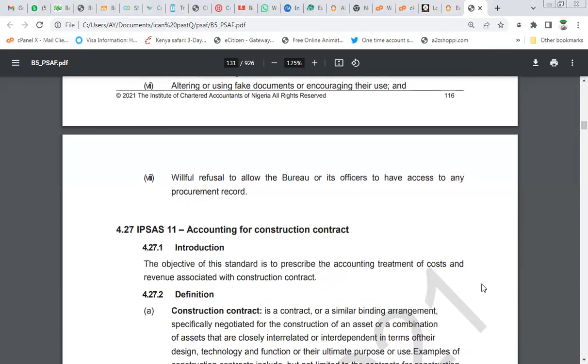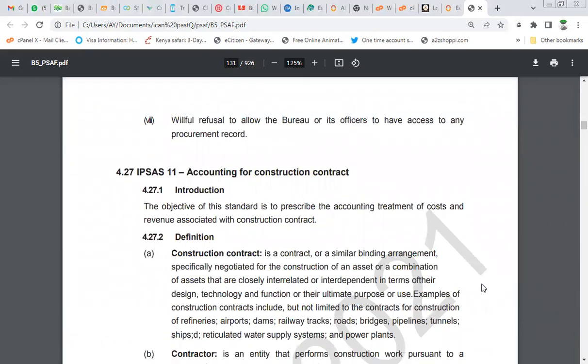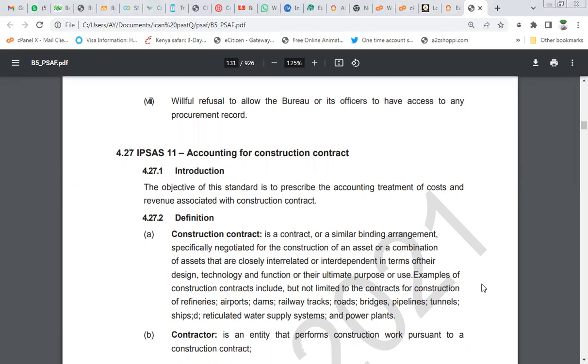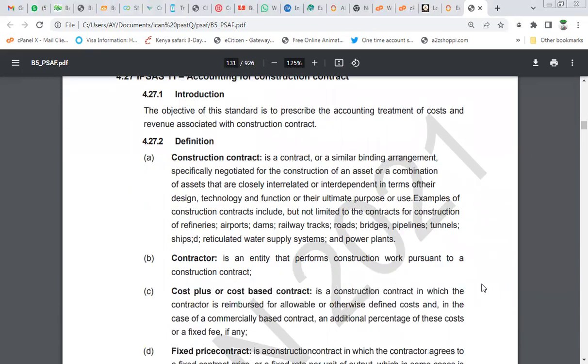Accounting for construction contracts. IPSAS 11. A construction contract is a contract or a similar binding arrangement specifically negotiated for the construction of an asset or combination of assets that are closely interrelated or interdependent in terms of their design, technology, function, or their ultimate purpose or use. Examples of construction contracts include, but are not limited to, the construction of refineries, airports, dams, railway tracks, roads, bridges, pipelines, tunnels. A contractor is an entity that performs construction work pursuant to a construction contract.